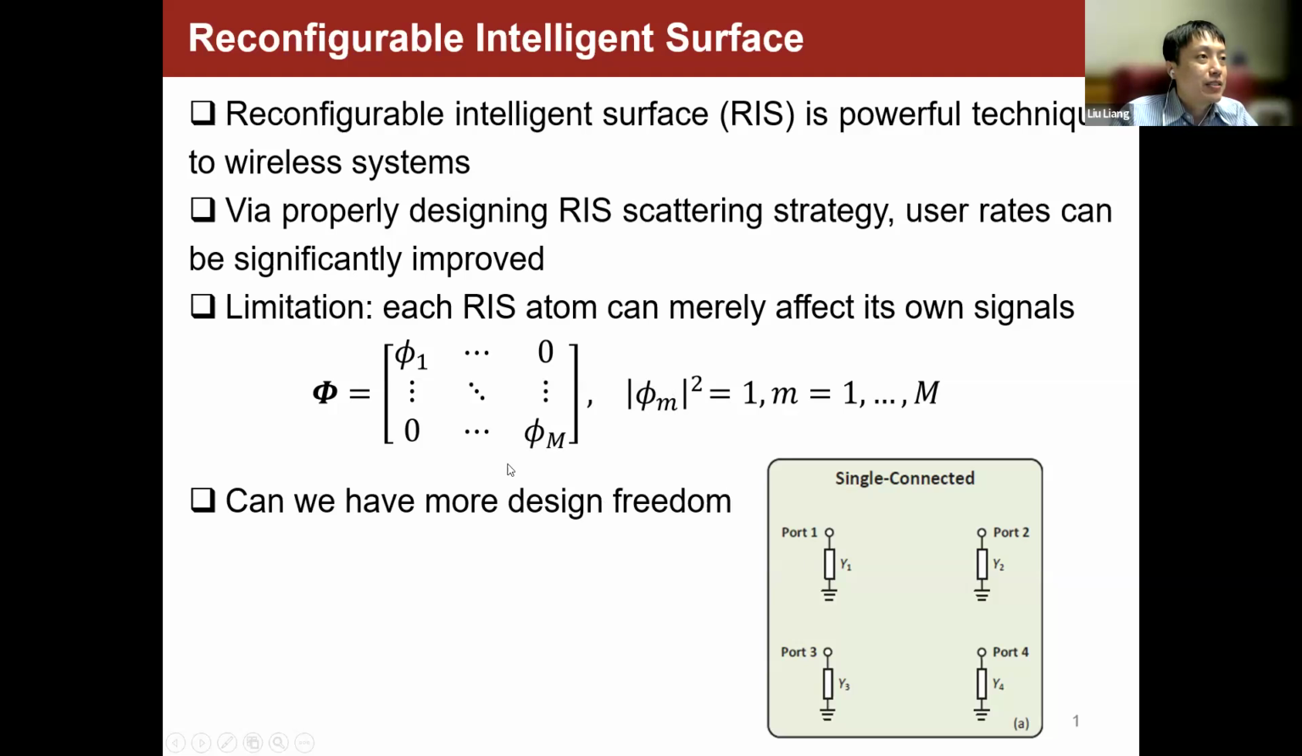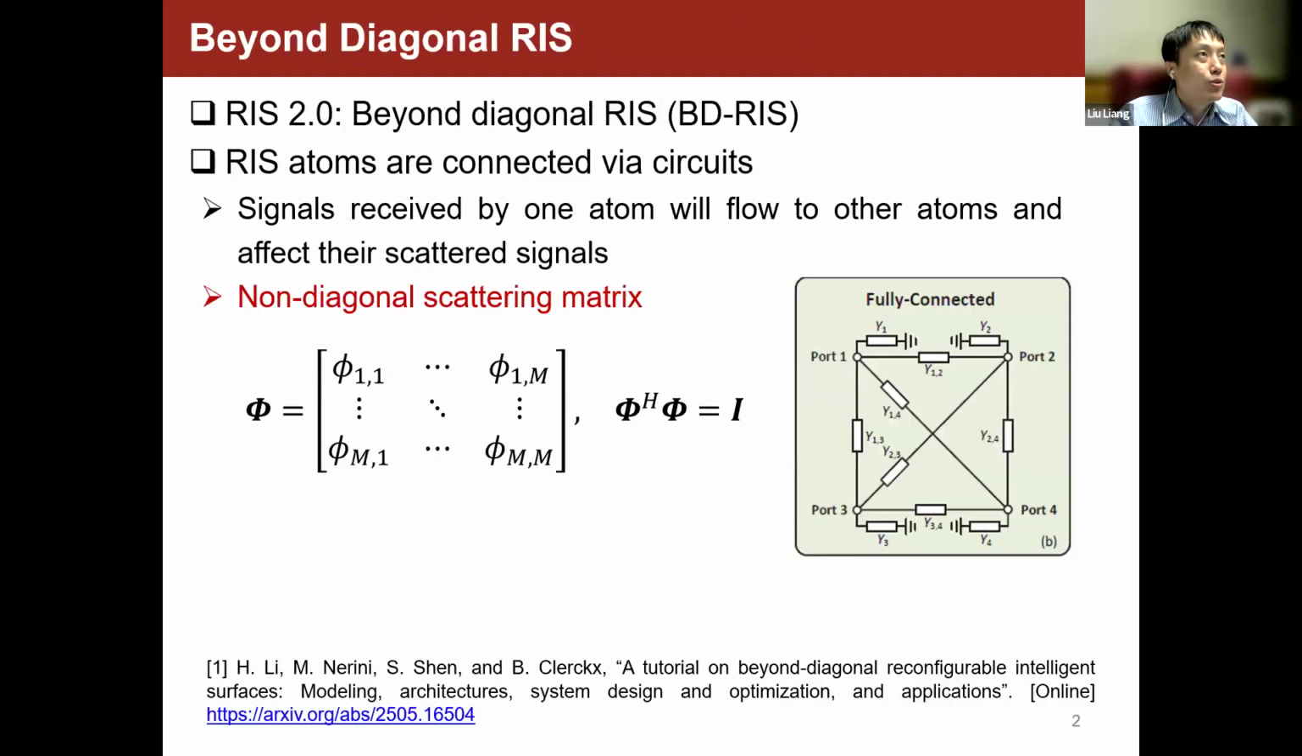From the optimization perspective, you may ask, can we have more freedom to design the reflecting matrix? This gives rise to a new type of RIS. We call it BD-RIS. I think Bruno and Matthew are playing a very pioneering role in this area. The basic idea is that now all the reflecting elements are interconnected. For example, the first reflecting element will receive some signal, but this signal will also be propagated to the other reflecting elements, and all the other elements will change the propagation property of this signal received by the first element. So mathematically speaking, this scattering matrix phi will be a non-diagonal matrix, and we have many non-zero off-diagonal elements here.